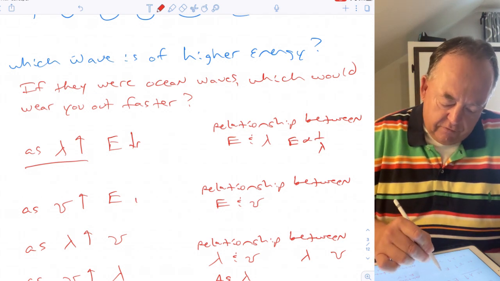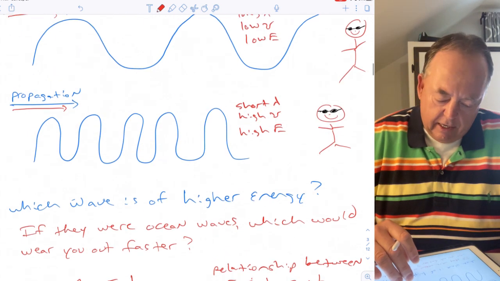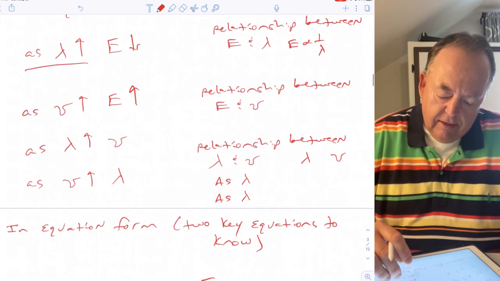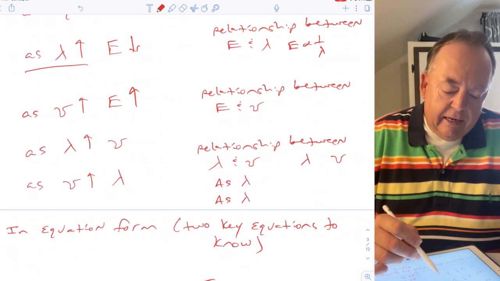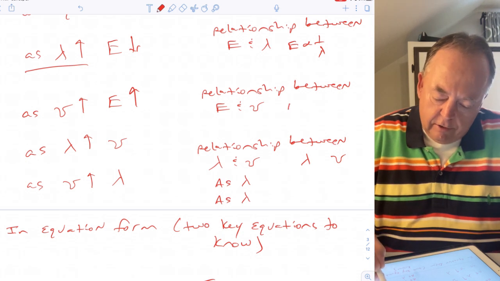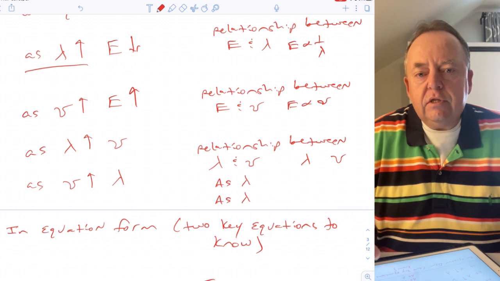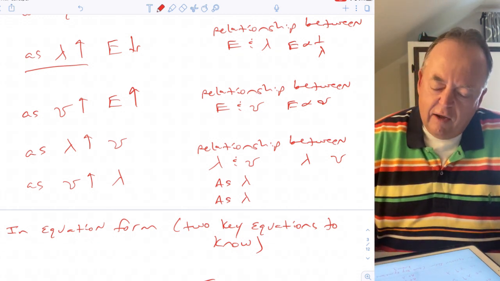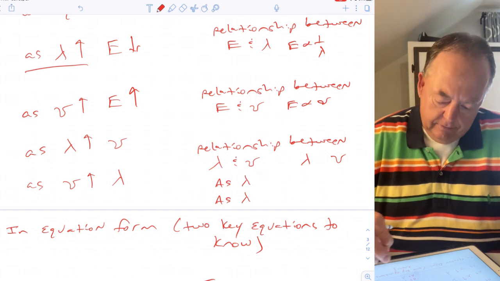Whereas if you increase the frequency of the wave, right, so that would be this wave on the bottom, higher frequency, then that's going to increase the energy of the wave. So energy is directly proportional to frequency of a wave. As frequency goes up, energy goes up. As wavelength goes up, energy goes down.